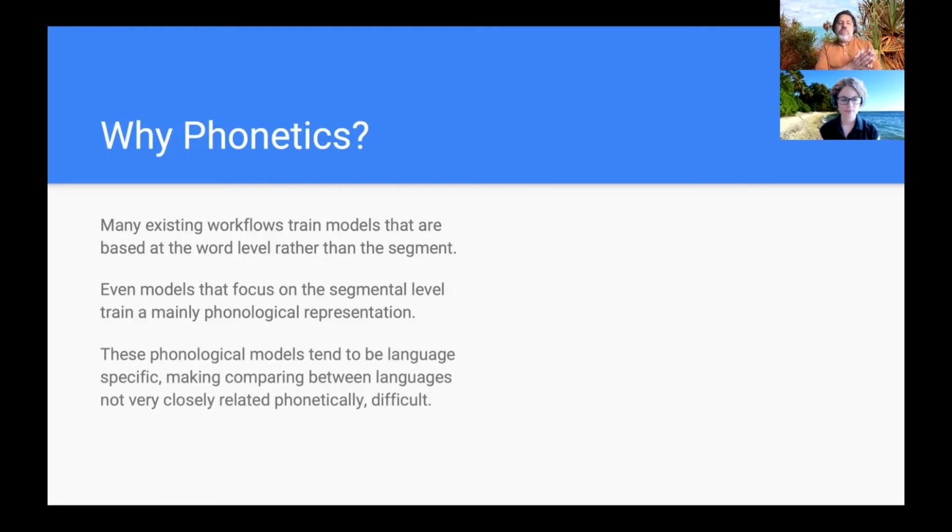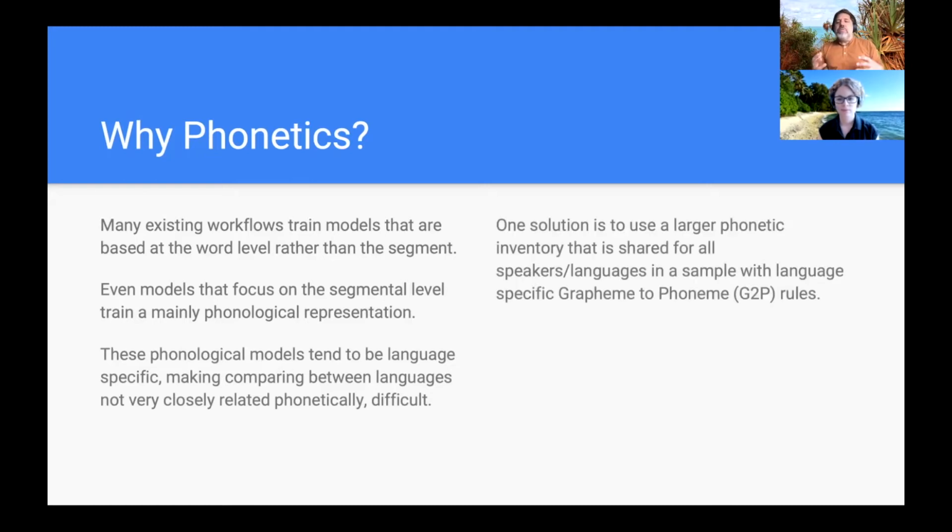When you've got a phonological model, often it makes it quite difficult to compare between languages, particularly languages that are not related or closely related phonetically. And a solution is to use one larger phonetic inventory that's shared for all speakers and languages in the sample, with different grapheme to phoneme rules that are language specific.